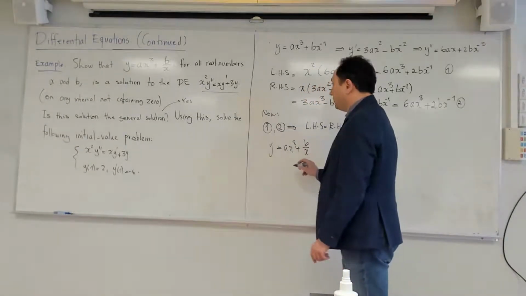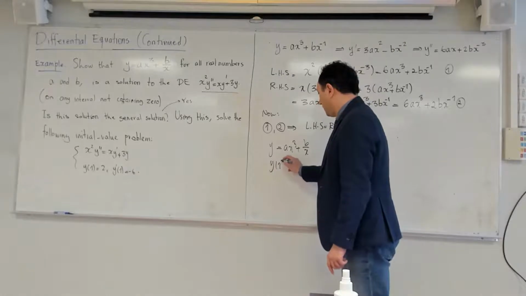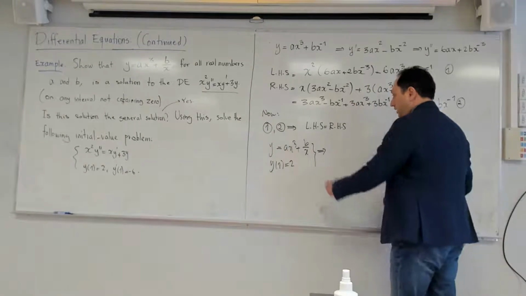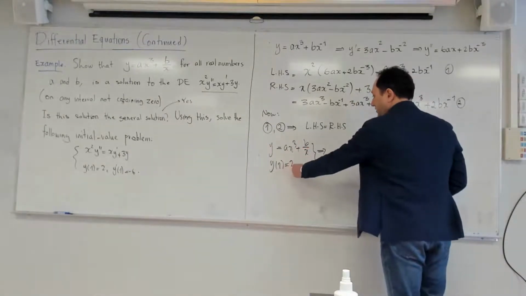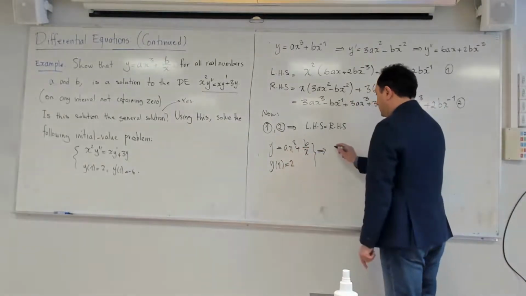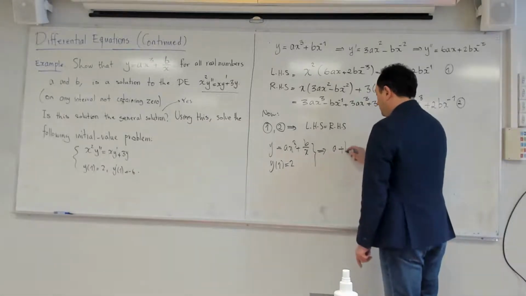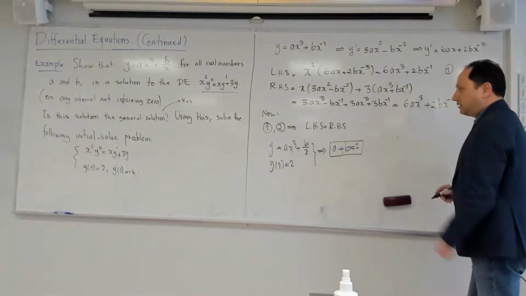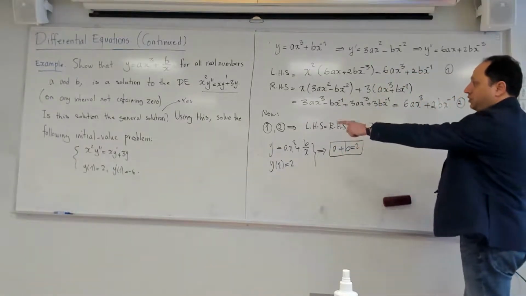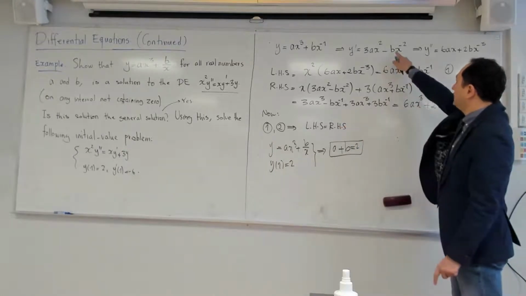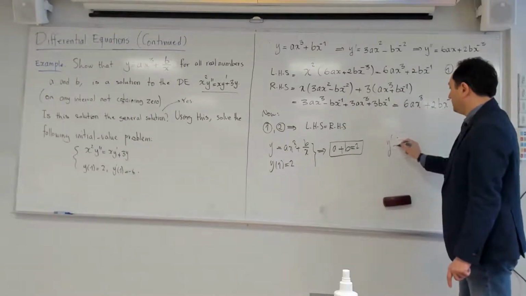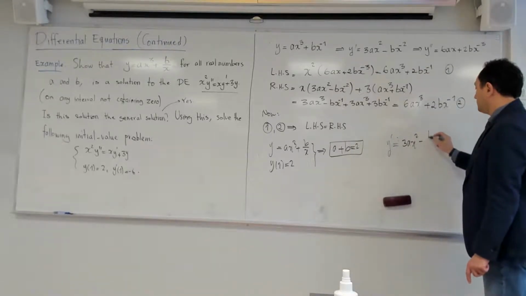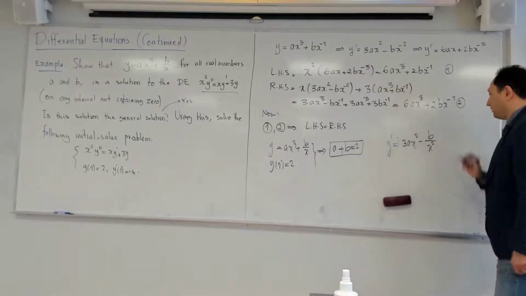I know that y at 1 is supposed to be 2. So what does this imply? This implies that if I replace x with 1, the answer is supposed to be 2. So if I replace x with 1, then I will have a plus b is equal to 2. That's one equation. And then I have another condition that is imposed on the derivative. The derivative is already calculated here. So let me write it in a nicer form. This becomes 3ax squared, and I would write minus b divided by x to the power of 2.